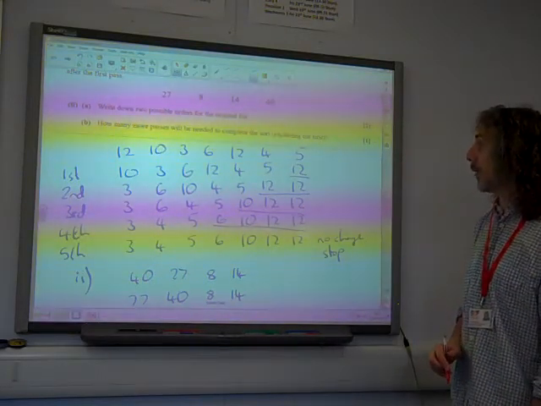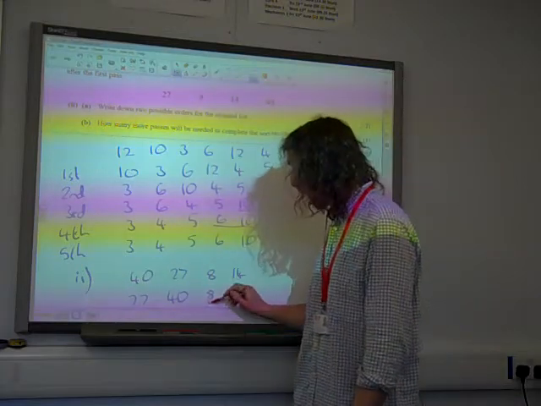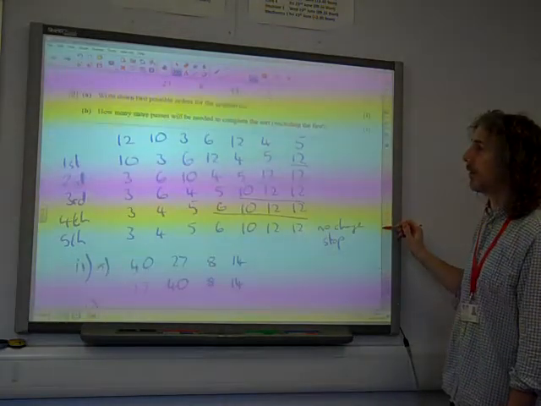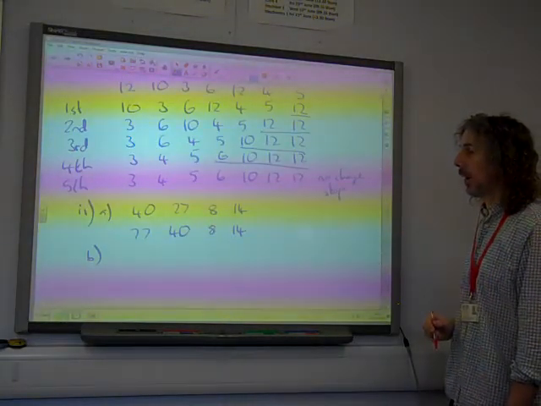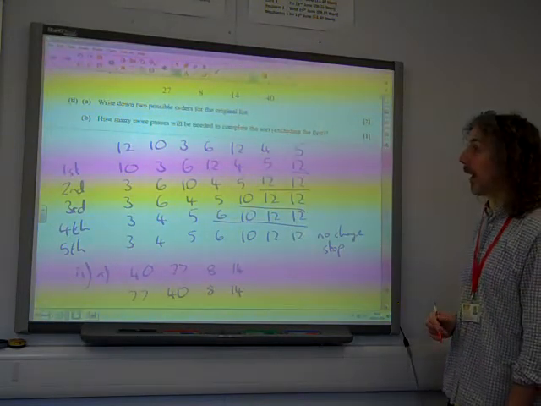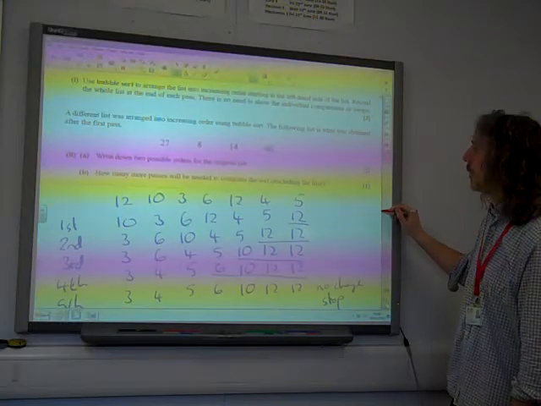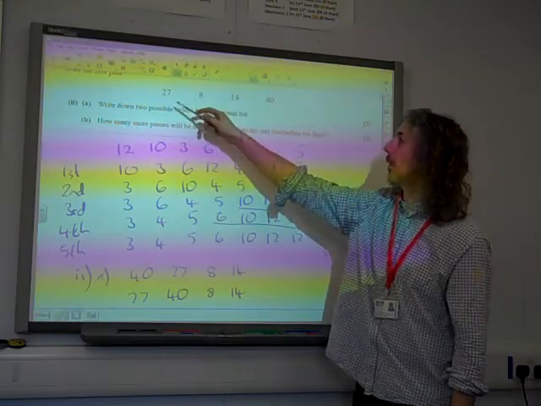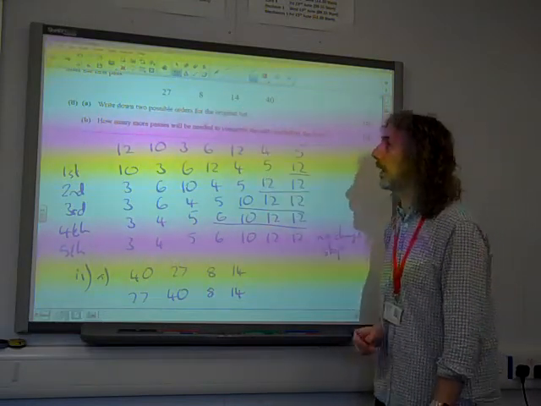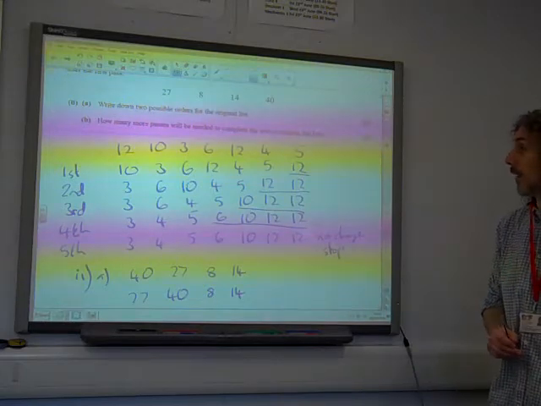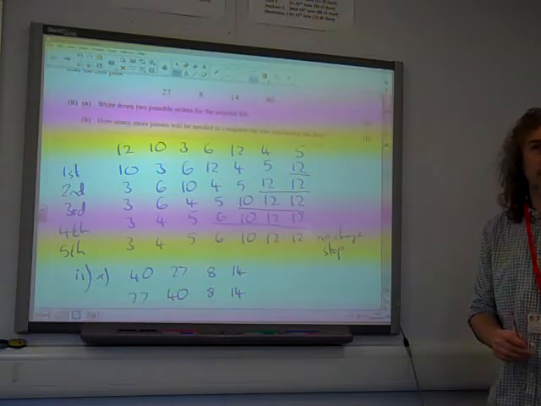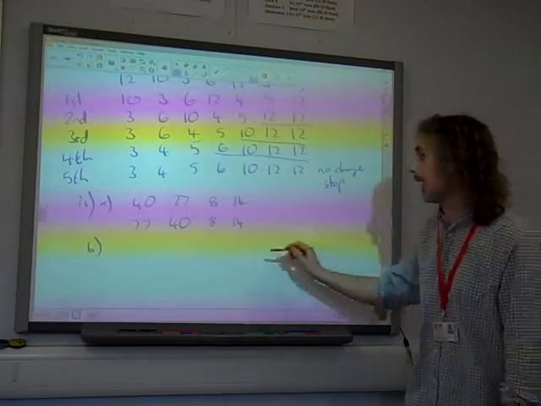Right, how many more passes will be needed to complete the sort, excluding the first? It was nice that actually I think pretty much everybody did this really well. So if the second pass was like that, so that's after the first pass, the second pass would take 27, swap with 8, 27, swap with 14, and that would have the list in the correct order, but to complete the sort we would need to do a pass in which there was no change. So your answer for this one is 2 more.